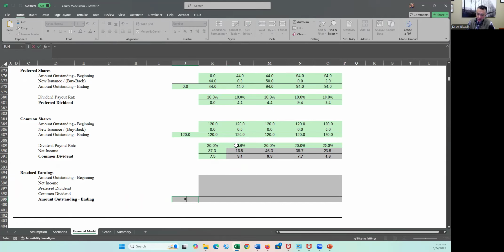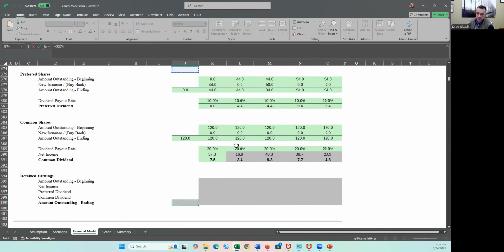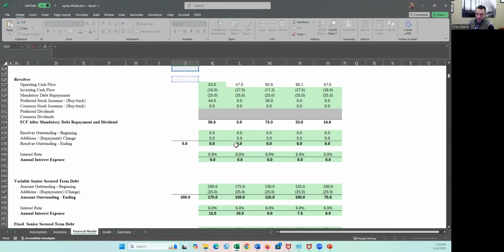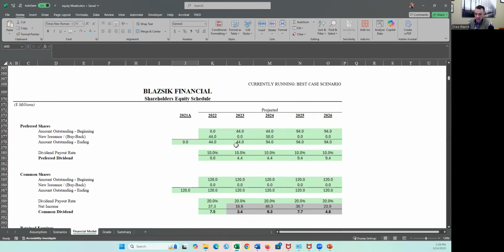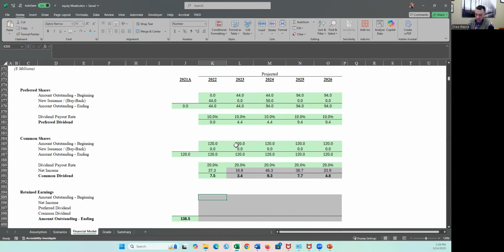So let's do retained earnings. We want to know what is the ending balance of retained earnings, which is in the balance sheet, the equity part of the balance sheet. So I'm going to go to retained earnings. All three of those, preferred, common, and retained earnings, are found in the equity schedule. So I'm going to find the ending balance and I'm going to bring in the beginning balance.